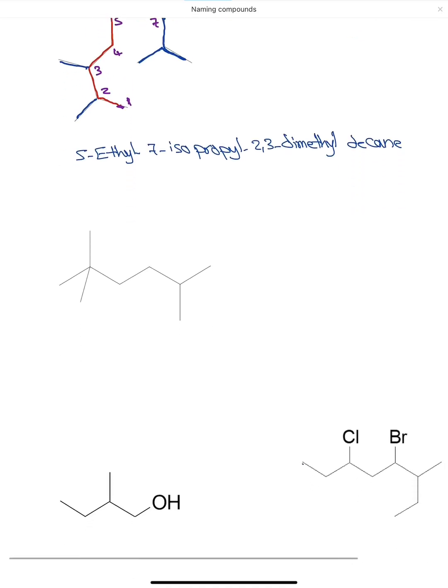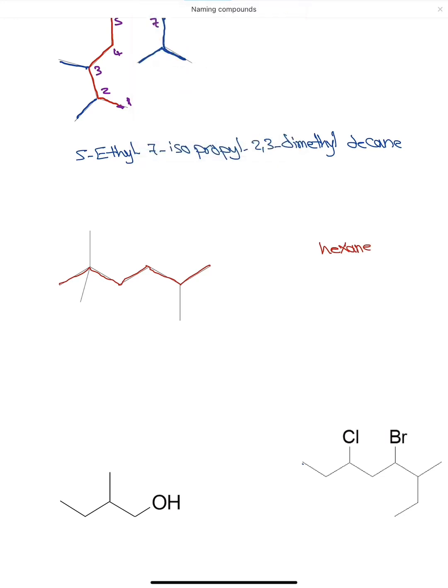Now let's move on to the second one. So the second one is again a branched hydrocarbon, or branched alkane. And then we need to look at the longest hydrocarbon chain. So let's start from here. 1, 2 carbons, 3, 4, 5, 6. So this is the longest carbon chain. And that means the name where there are 6 carbon atoms is called hexane.